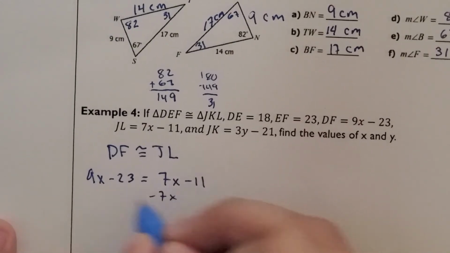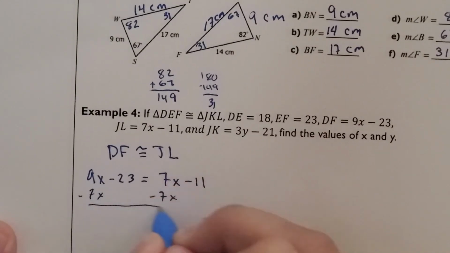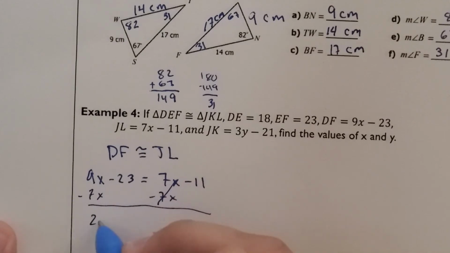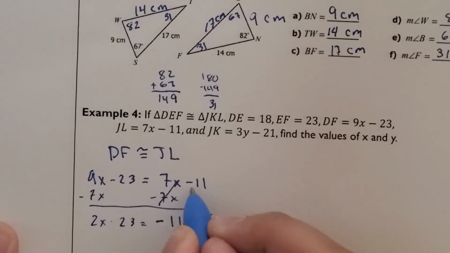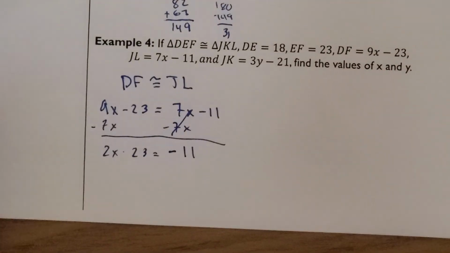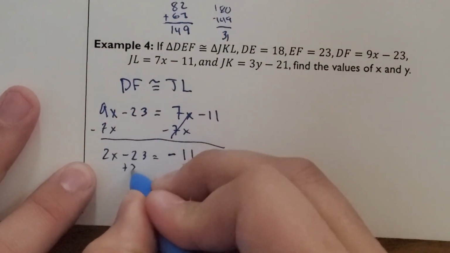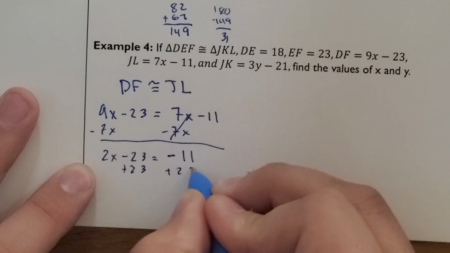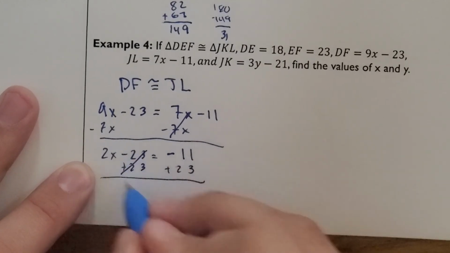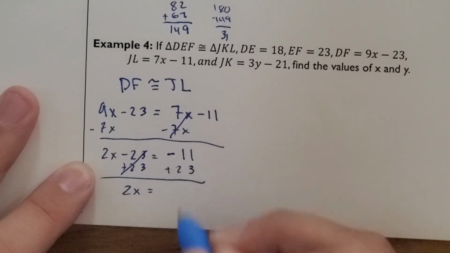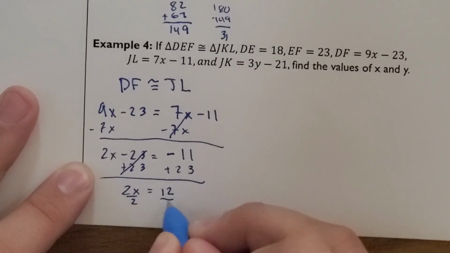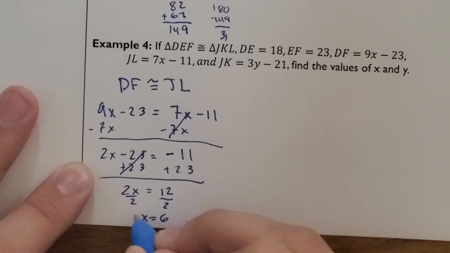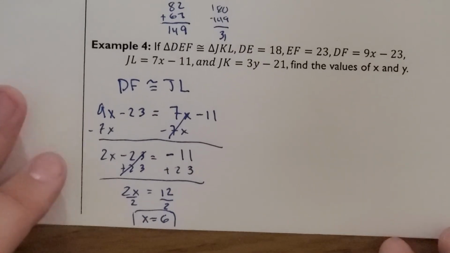So I'll start by subtracting my 7x from both sides. This will cancel, and I get 2x minus 23 equals negative 11. Don't drop that negative in front there. Then I can add 23 to both sides. Bring down my 2x equals, well, negative 11 and 23 is going to give me 12. So I divide by 2, and x equals 6. So there's answer number 1.